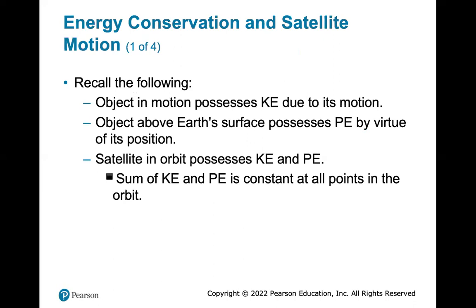Okay, recall the following. An object in motion possesses kinetic energy due to its motion. An object above the Earth's surface possesses potential energy by virtue of its position. Remember, kinetic energy is the energy of motion. Potential energy is the energy of position. A satellite in orbit possesses both kinetic energy and potential energy. The sum of the kinetic energy and potential energy is constant at all points in the orbit. There is a conservation of energy. The kinetic energy and potential energy sum is the same at all points in the orbit around the sun for a planet.